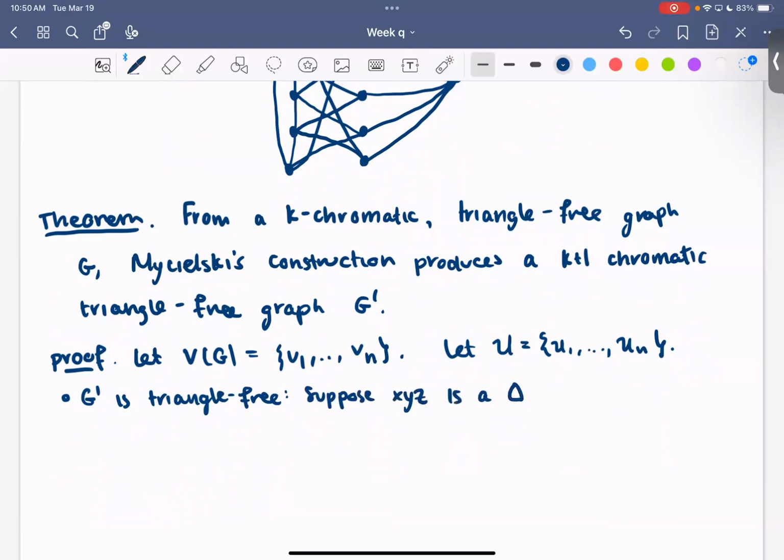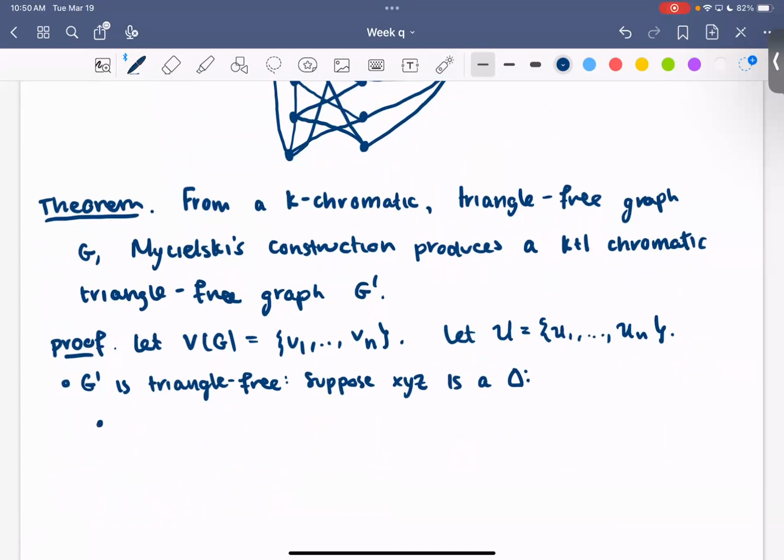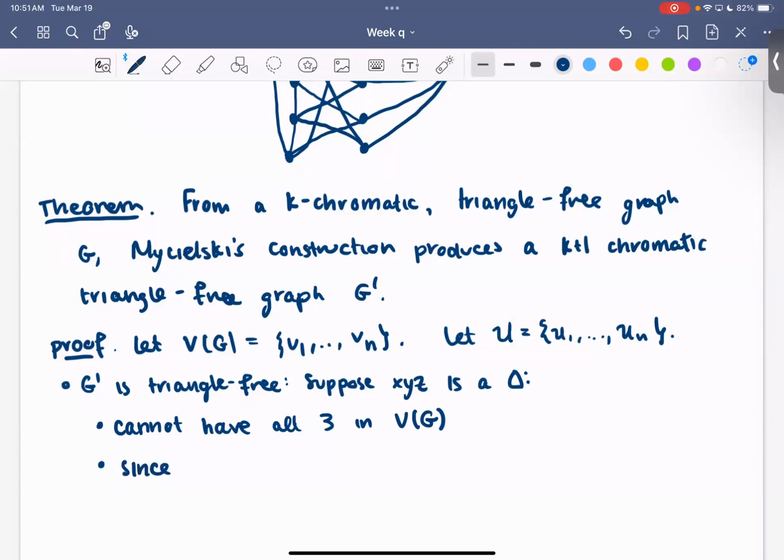XYZ is a triangle. So the first observation is that we cannot have all three in V of G. And the second observation: the set U is independent, right? There are no edges between vertices in U. So since U is independent, at most one of X, Y, and Z comes from U.